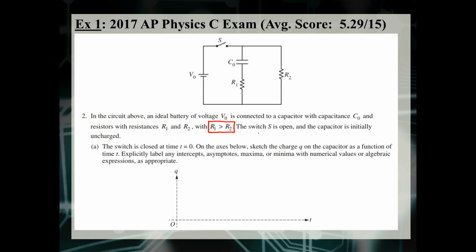Okay, it says the switch S is open and the capacitor is initially uncharged. So if it's open initially, there's just nothing going on. Now it says the switch is closed at time equals 0. So what we're doing now in this first part A is we're going to charge the capacitor. As soon as I close this switch, we're going to charge the capacitor.